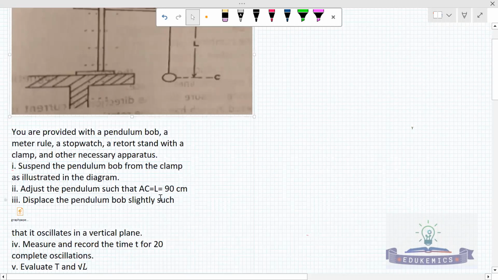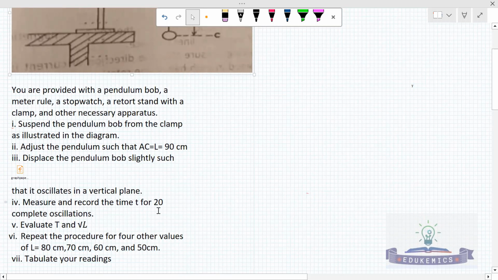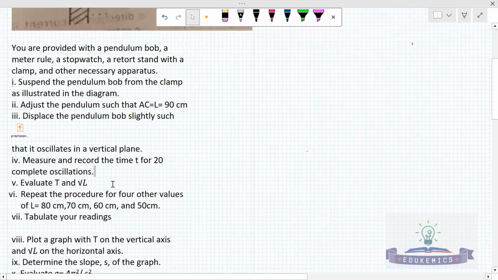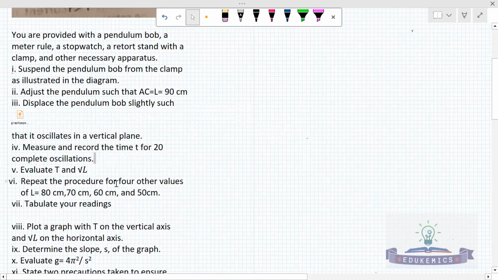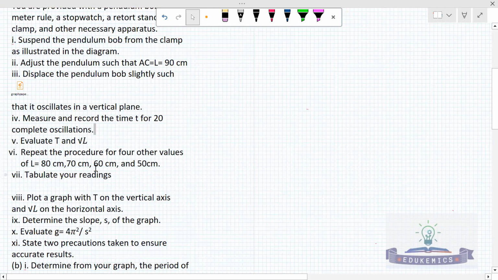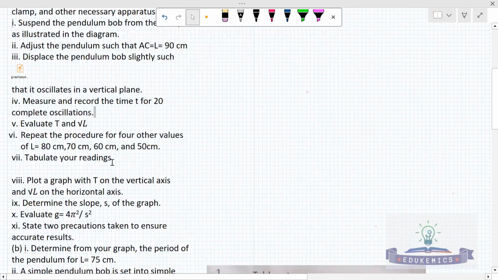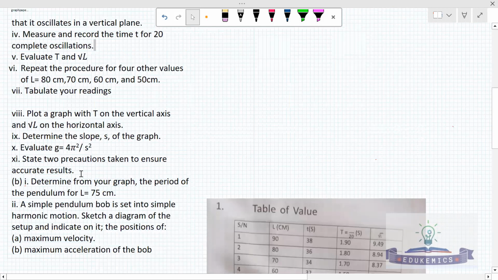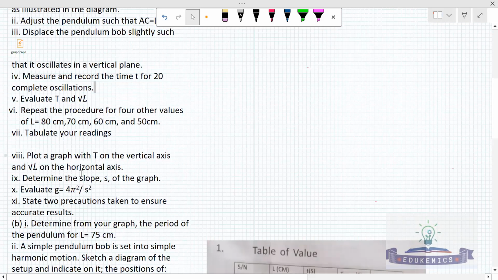By vertical plane, up and down. Measure and record the time T for 20 complete oscillations. Take note, you can take this twice and get the mean value. And then evaluate T and the square root of L. Repeat the procedure for 4 other values of L: 80, 70, 60, and 50 centimeters. Tabulate your readings. Then plot a graph with T on the vertical axis and the square root of L on the horizontal axis. Determine the slope S of the graph and evaluate g equals 4 pi squared over S squared.